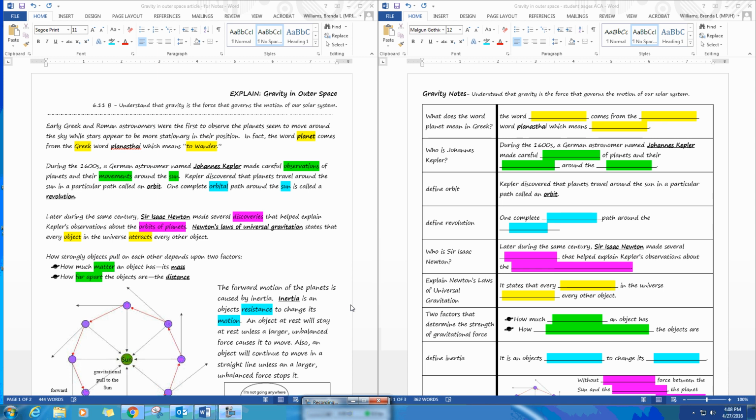This is all about gravity and outer space and what effect it has on our solar system, because it's responsible for everything. So let's learn all about that. Early Greek and Roman astronomers were the first to observe the planets seem to move around the sky while stars appear to be more stationary in their position. In fact, the word planet comes from the Greek word planistai, which means to wonder. Click pause on the recording and copy these words, please.